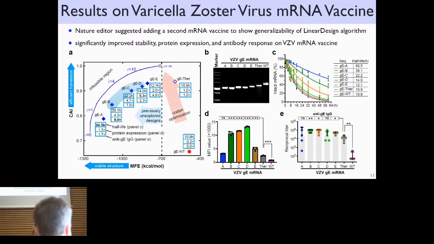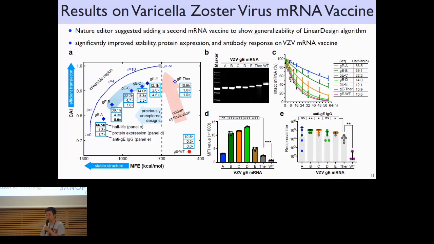And also the editor suggested that we do another experiment on one more vaccine, because this is a general-purpose algorithm. It should work for any therapeutic target, like vaccines or whatever proteins. So you should show something more than COVID. So we did it on VZV, varicella zoster virus, which also worked very well.